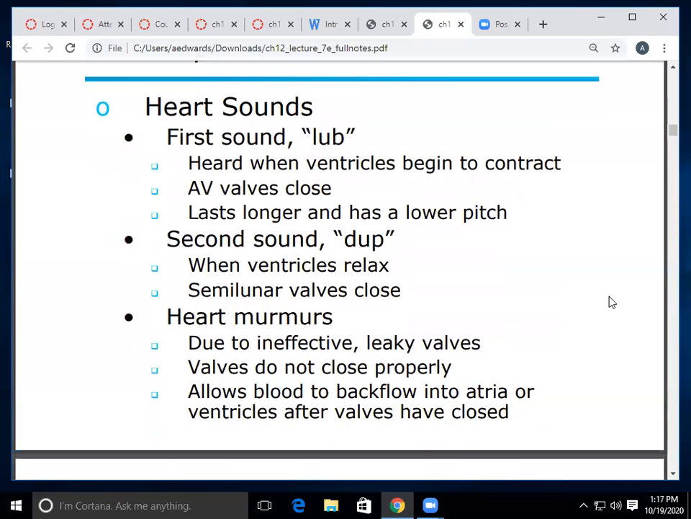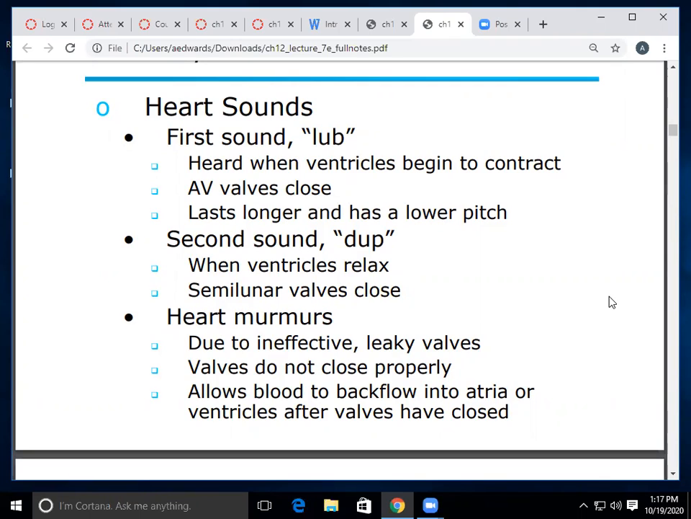If you've ever been to the doctor and they put the stethoscope on your chest to listen to your heart, or if you've done it in class, you've probably heard the lub-dup sound. The lub is the first sound you hear. You hear that when the ventricles just start contracting. So you're hearing the AV valves close, and it's typically longer than the second sound, low pitch. The dup is when those ventricles relax and those semilunar valves start closing. When they close, you hear the dup.